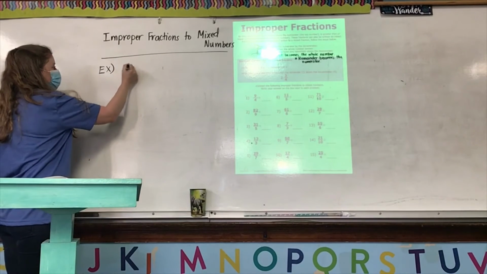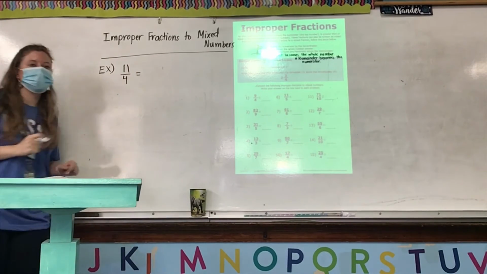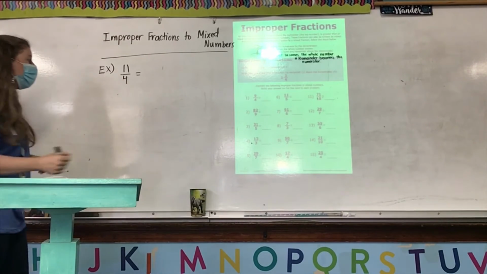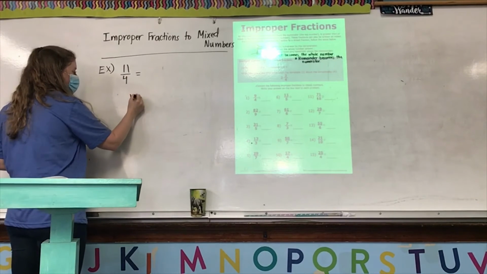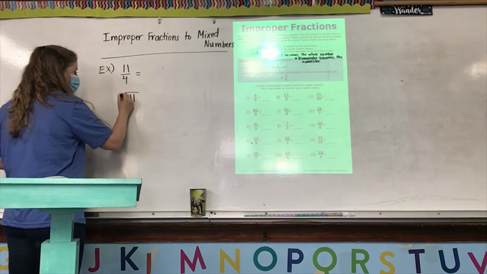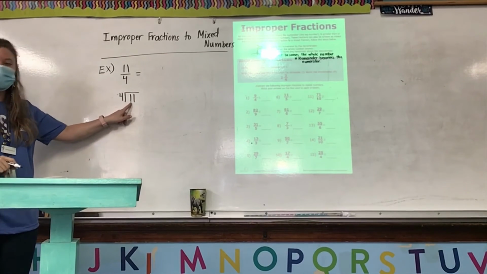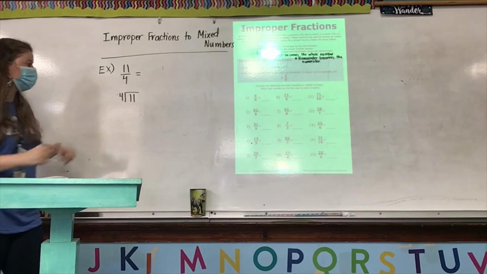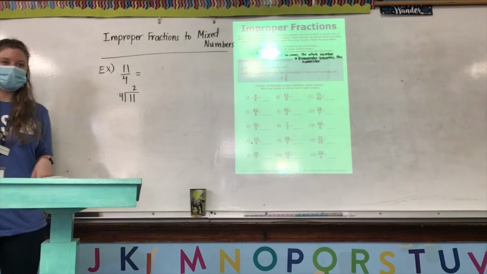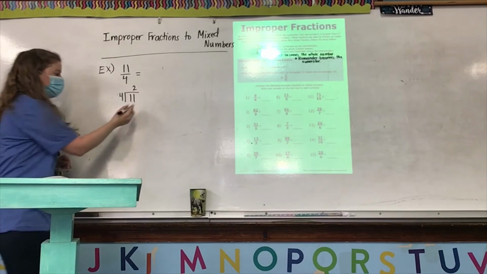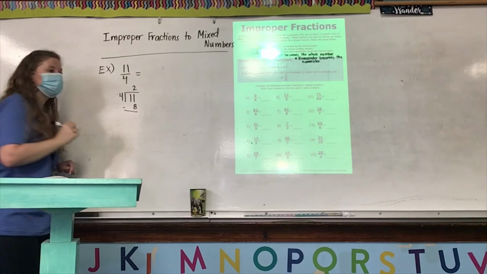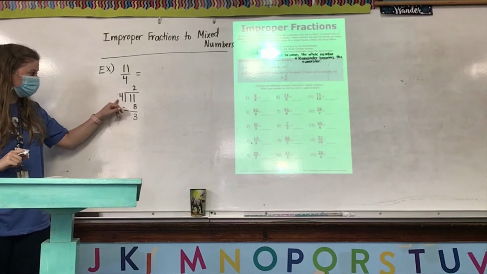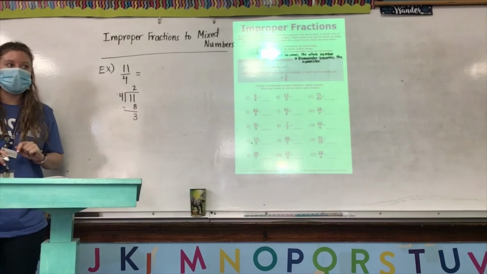We're starting with 11/4. We know step 1 is to divide the numerator by the denominator. 4 cannot go into 1, so we go to the next digit. 4 goes into 11 2 times. 2 times 4 is 8. 11 minus 8 is 3. So 11 divided by 4 is 2, remainder 3.